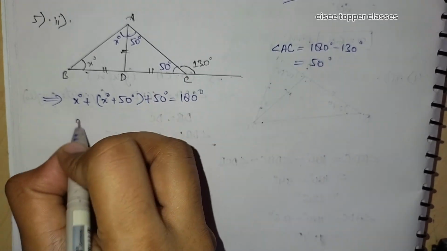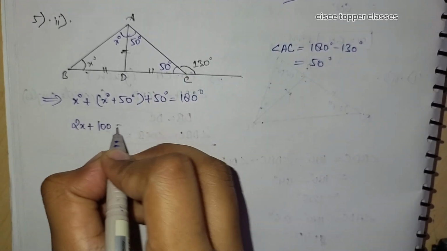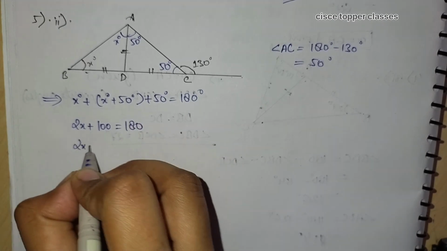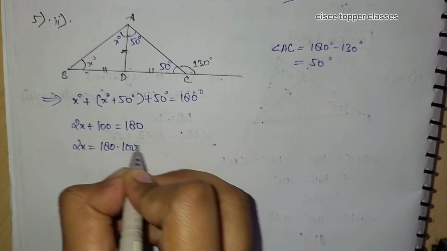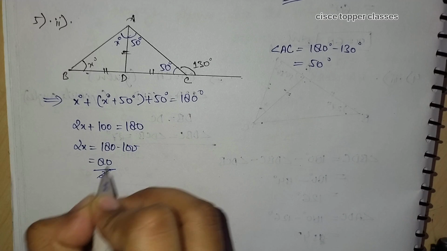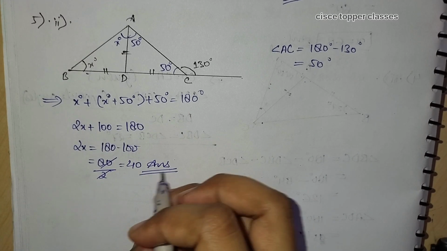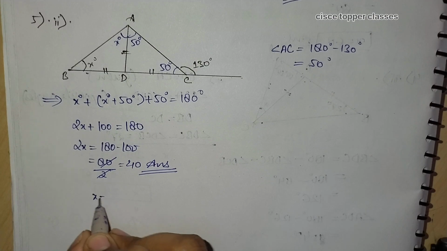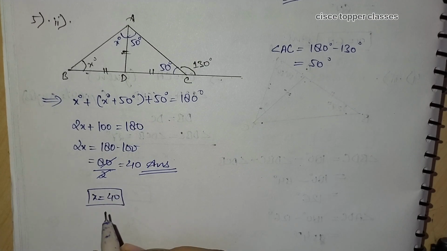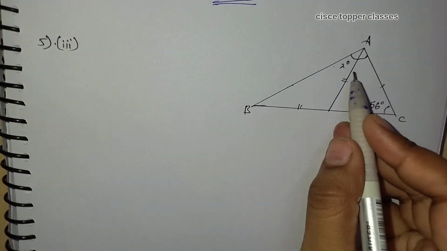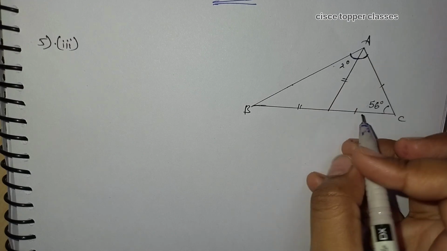So this will be x degree plus x degree plus 50 equal to 180 degree. So we can simply write it as 2x plus 100 equal to 180, and this will be 2x is equal to 180 minus 100, and 80 divided by 2 is equal to 40 here. So this is the answer of the second part. So the final answer means the value of x here is 40. Now let us solve the third part. We have to find this whole angle here, x degree.